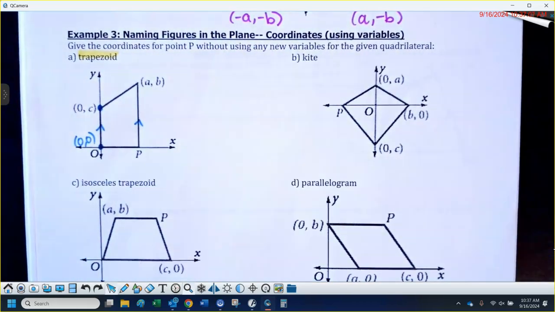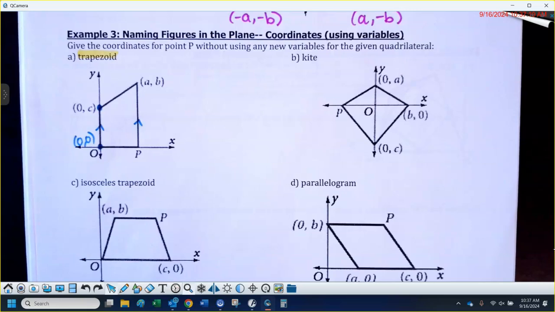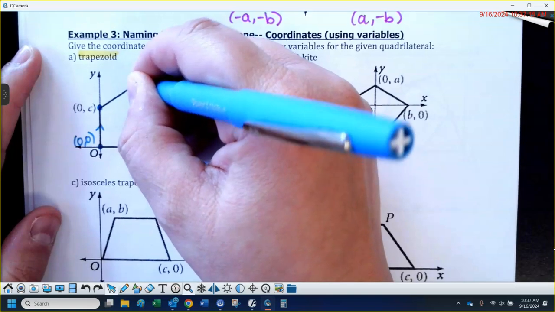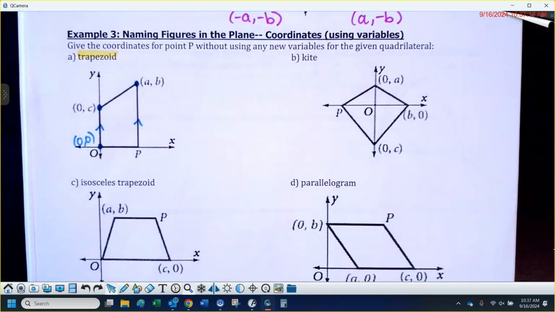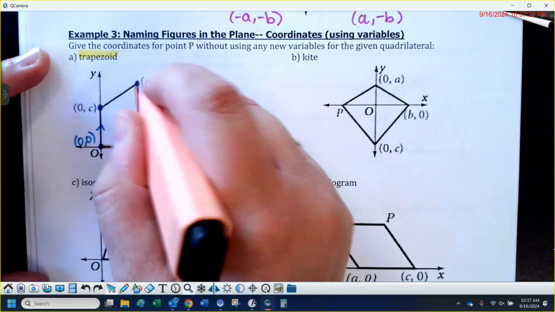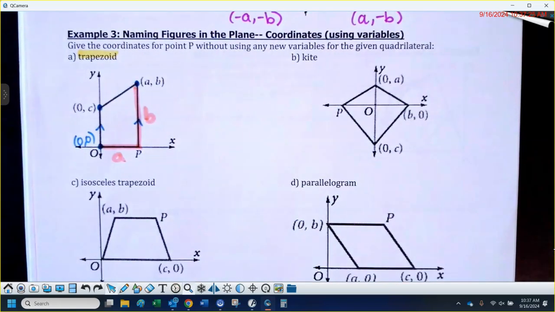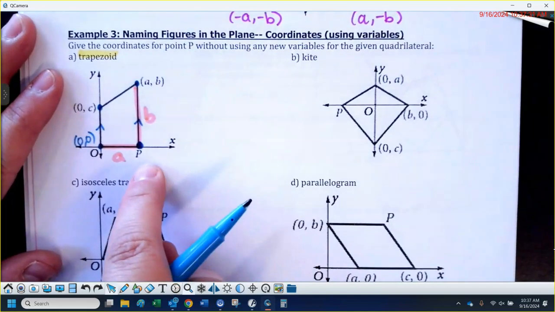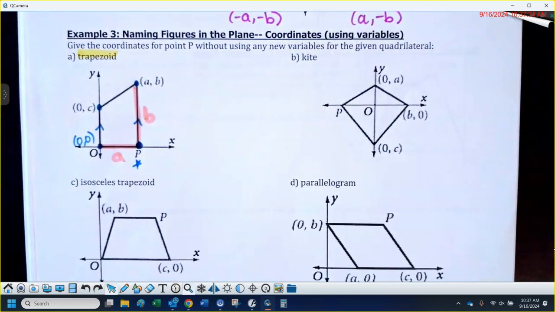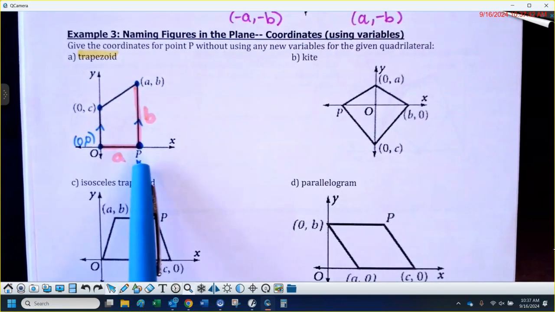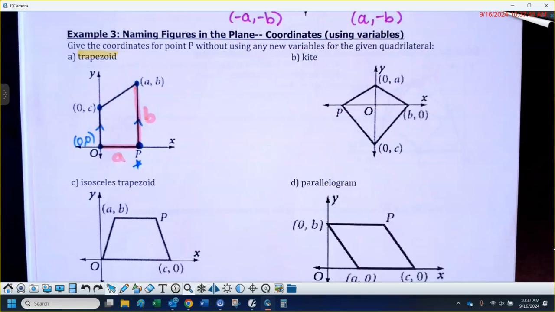You have a point here that is 0, so not moving left or right, just up C, so the distance going up here would be C. This guy here is the point A, B. So to get to that point, I'm going to go over A, and then I would go up B to get to that point. And I've got to know the coordinates of point P, which is right here. Can anybody, without using any other letters than what we have in the diagram, you can use 0 if you want to, tell me what you would write down for the coordinates of point P?